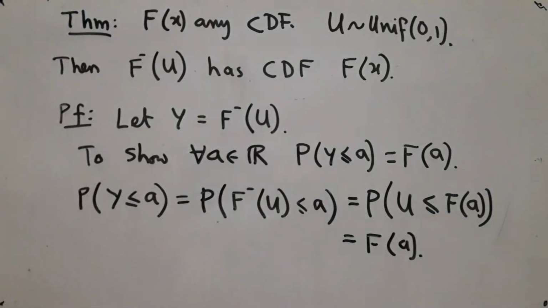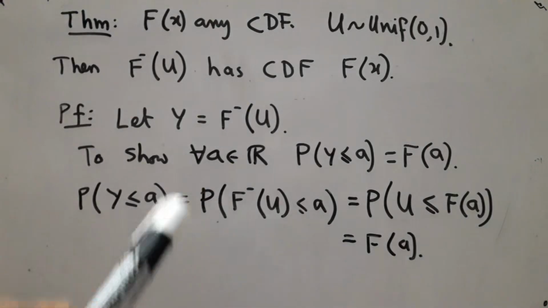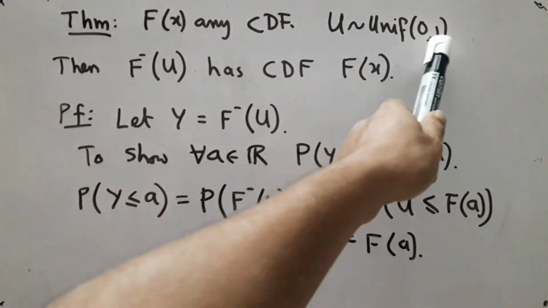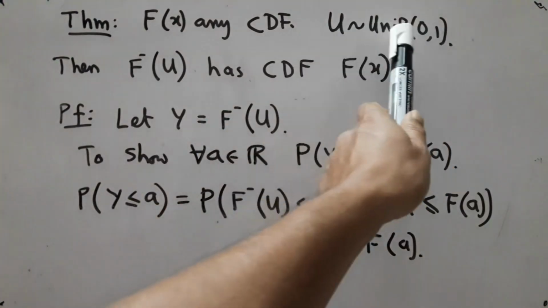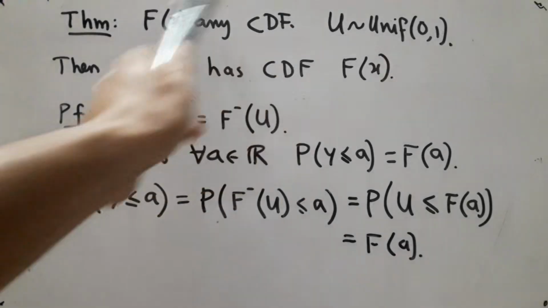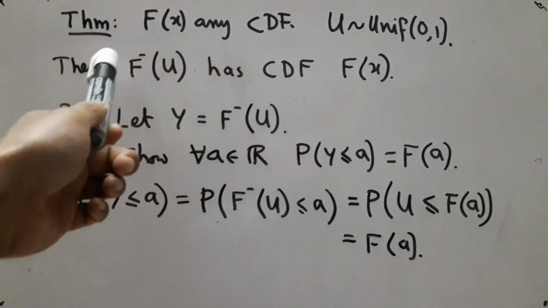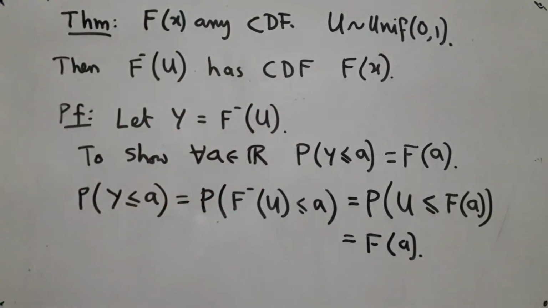Inside every computer system like R or Python or MATLAB, it has some way of generating random numbers from uniform 0-1. Then they apply this technique to generate random numbers from any specified distribution.